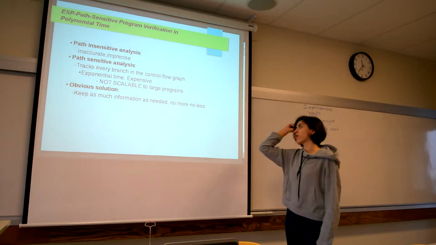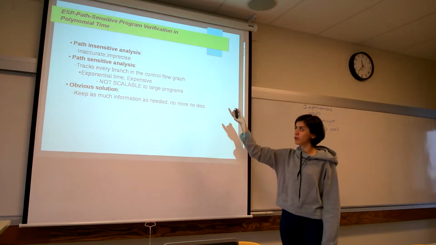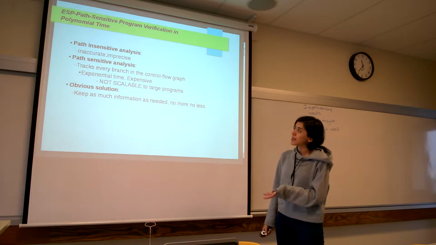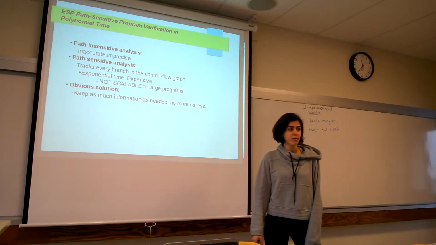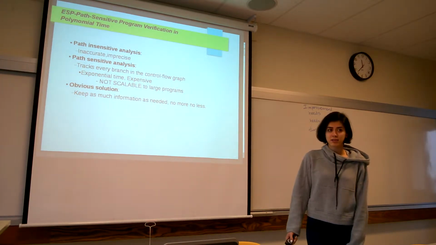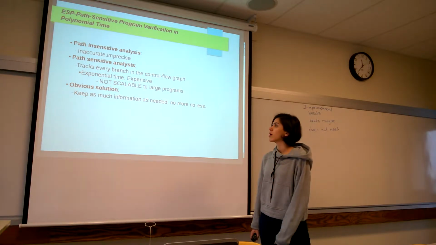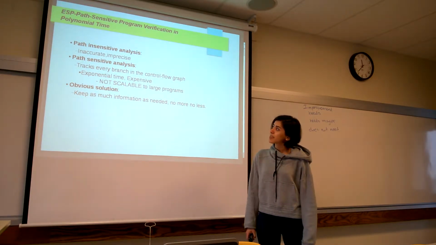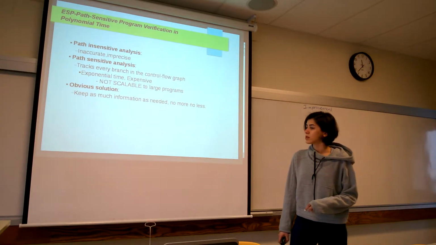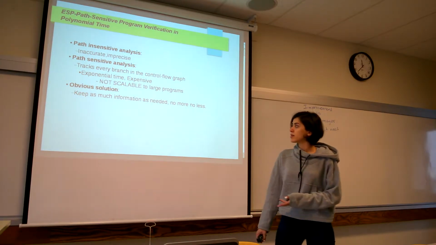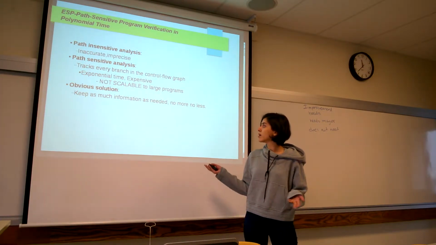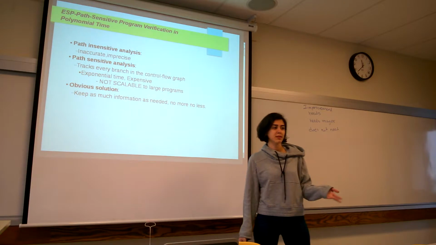So previous works for partial verification took into account path insensitive analysis and path sensitive analysis. Path insensitive analysis, which is the regular data flow analysis, is inaccurate and not precise enough. Path sensitive analysis tracks every branch in the control flow graph, so this would be exponential time and would be expensive. If you have a large program, it's not scalable.